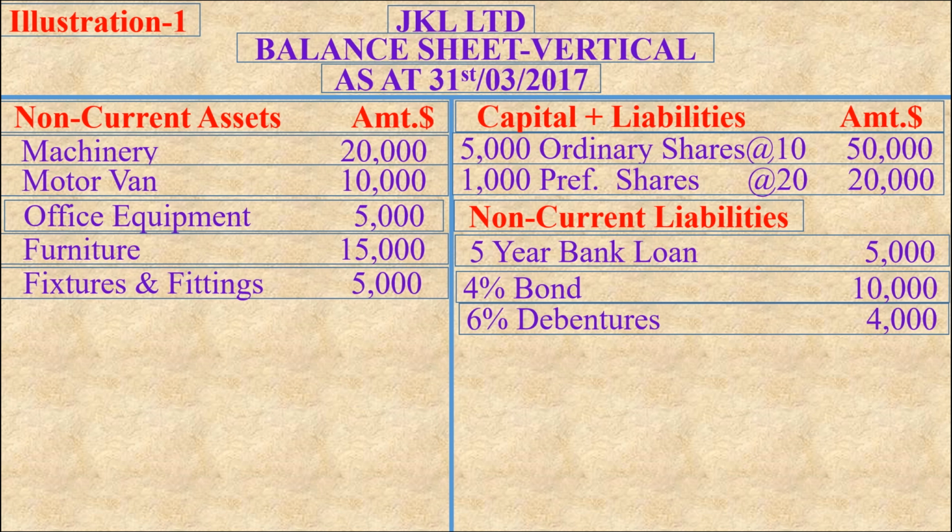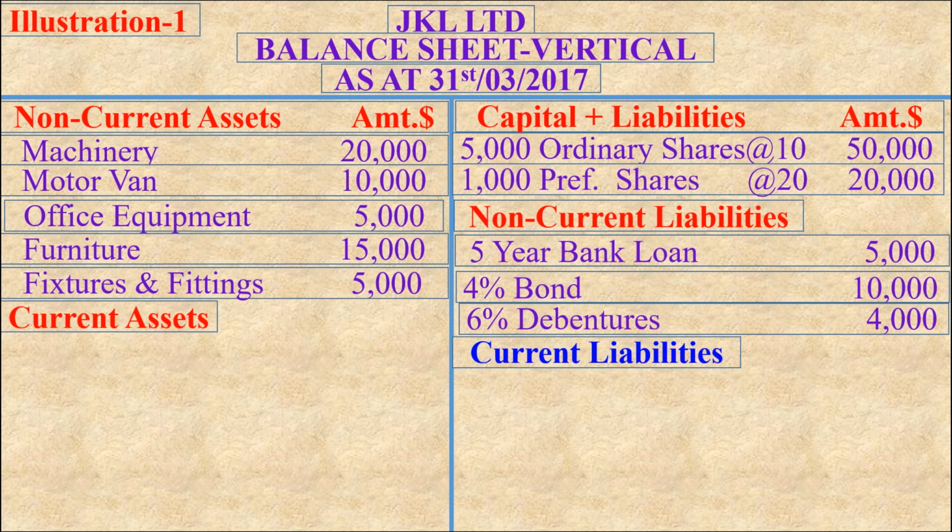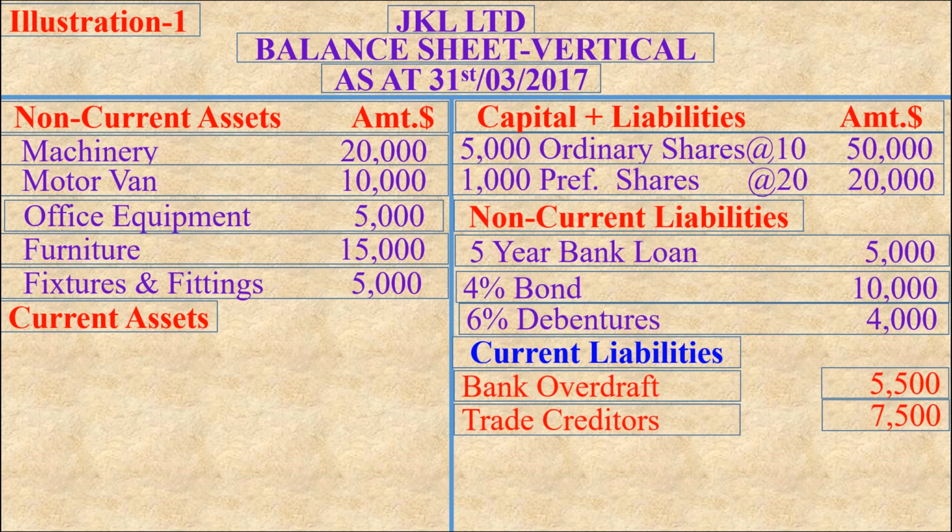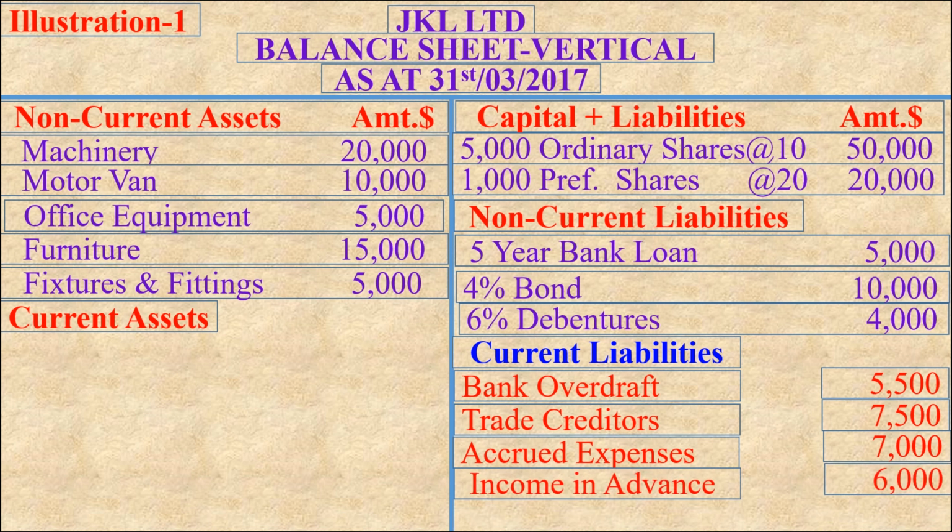Then we go to the next category, that is current liabilities, which is repayable within a shorter period of time, which is either 1 year or less. Now, for this source of finance, we have examples like bank overdraft, which is 5,500, trade creditors 7,500, accrued expenses 7,000, and income in advance, which was 6,000.